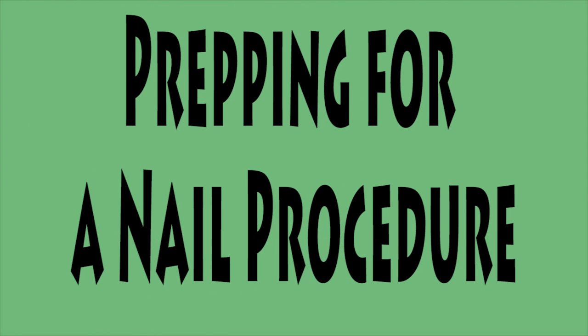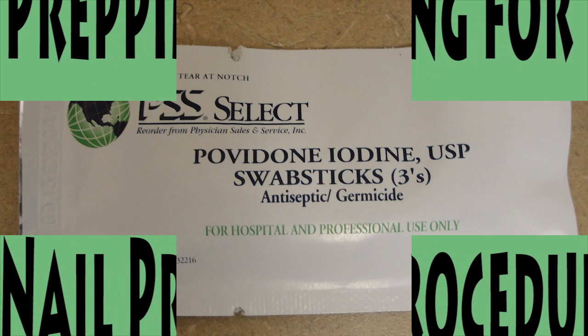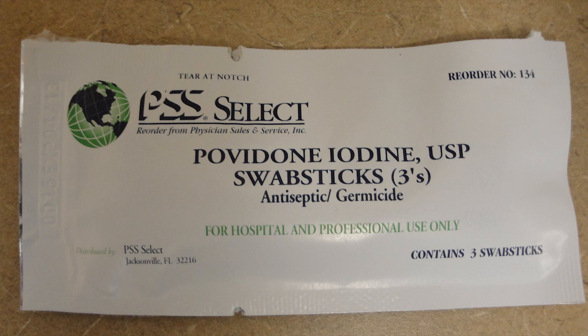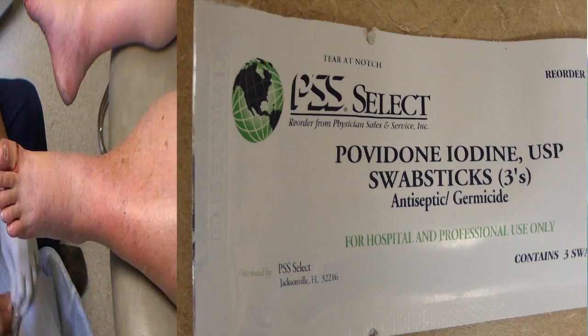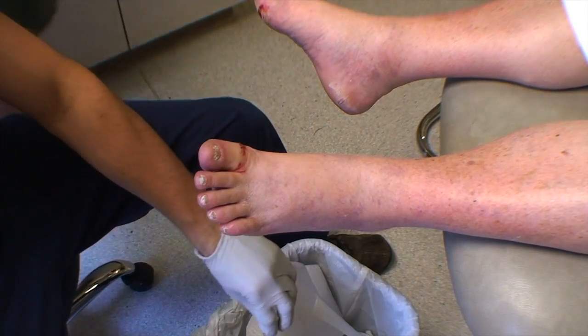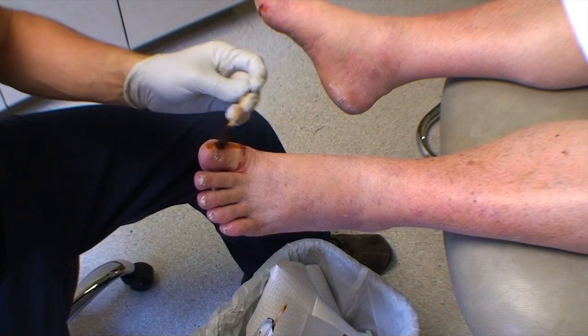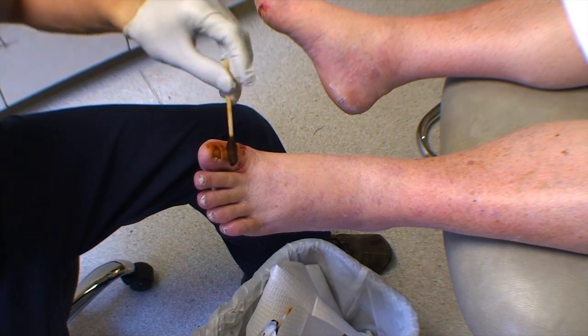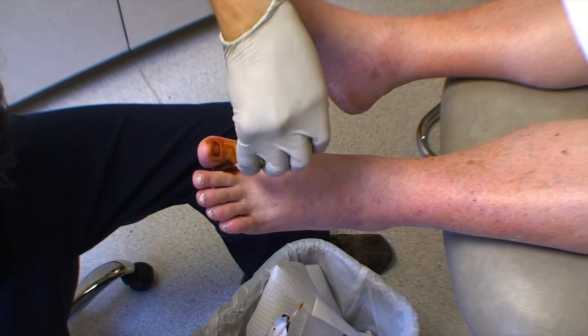You will need to prep the area with iodine. To do this, make sure you put on gloves and grab a 3-swab iodine pack and open it. To prep the area, begin with the area we'll work on and slowly make a circular motion around and away from the area with the iodine. You should never go over the same area twice so as not to cross-contaminate.